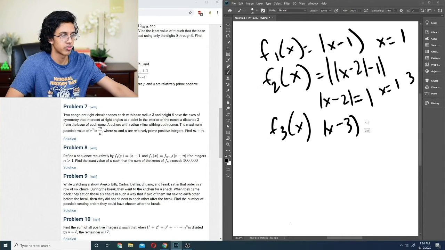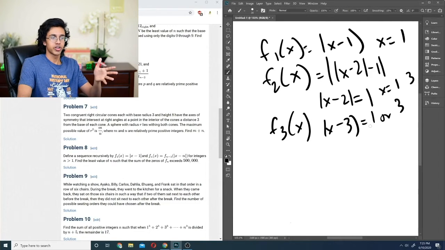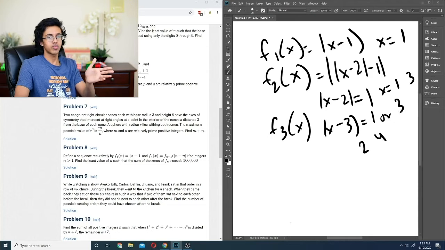So we know that this is equal to 1 or 3. Basically, if we logic it out, this equation is saying that x is either a distance of 1 from 3 or a distance of 3 from 3. So that means we could have 3 minus 1, which is 2, or the other side, which is 4. Or we can have distance 3 on either side, so that's 0 and 6.